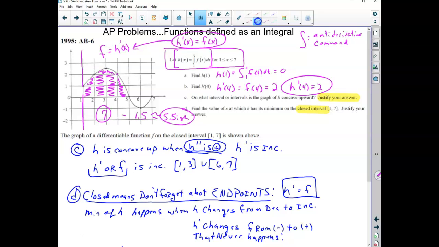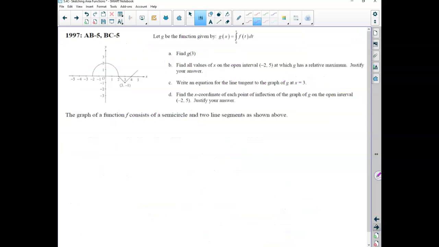Therefore, I know my minimum is going to happen when x equals 1, because that was the starting point of my accumulation line. Because the integral from 1 to 1 is 0. Okay? So, next one. What are we going to do?